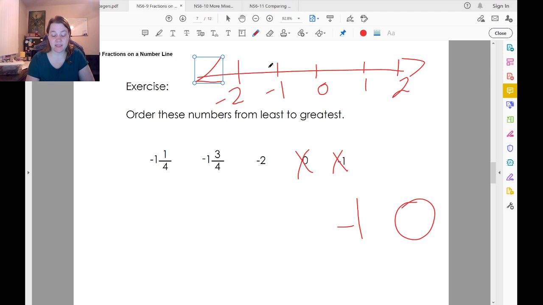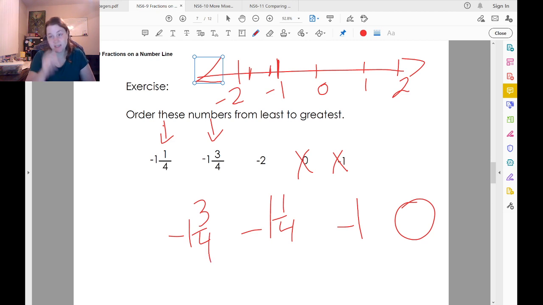Then we're going to find something that goes in between negative 1 and negative 2. Well, I see 2 of those. I see this answer and this answer. Negative 1 and 1/4, negative 1 and 3/4. Well, negative 1 and 1/4 would be about here. Negative 1 and 3/4 would be about here. So I'm going to put negative 1 and 1/4, negative 1 and 3/4, and then that leaves our smallest number here, which is that negative 2.